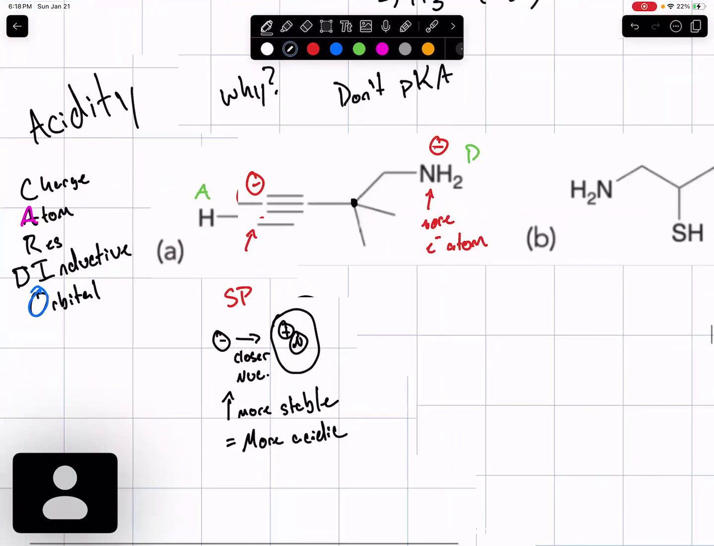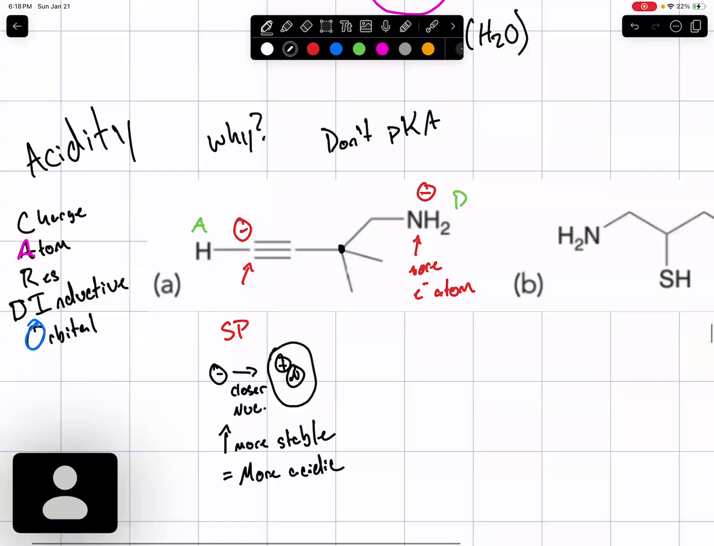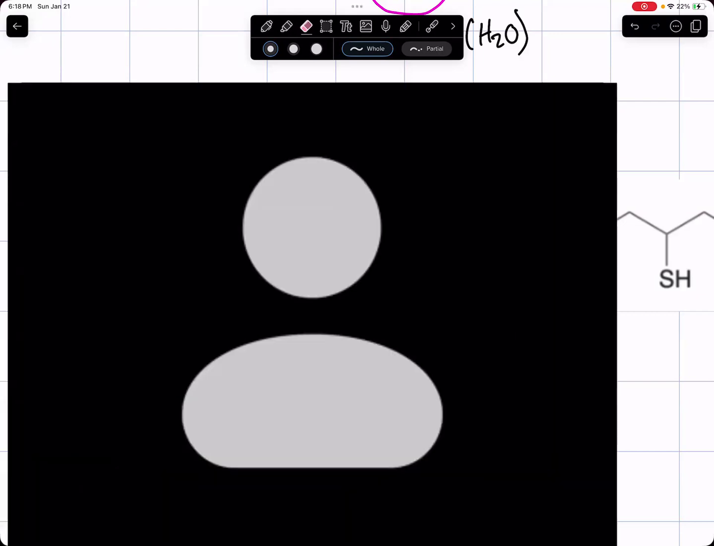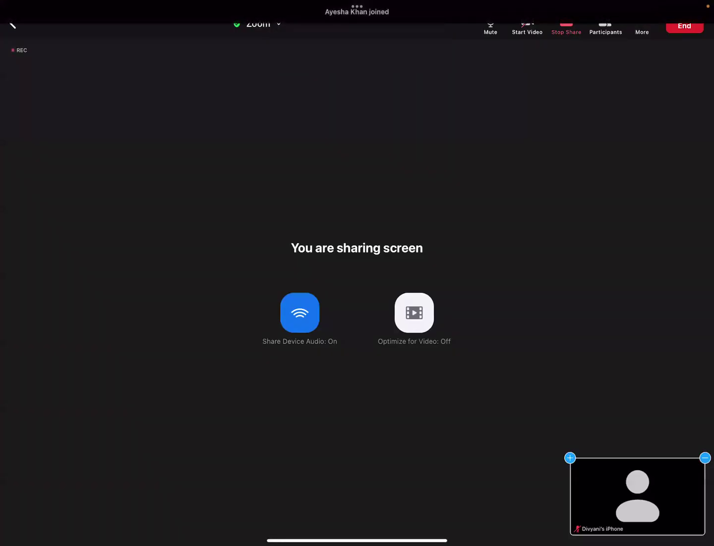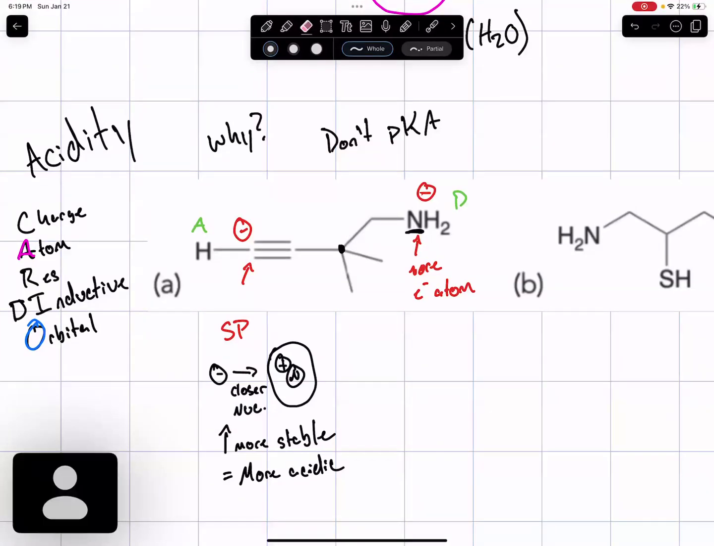So here, all you have to determine is that, yes, even though nitrogen is the more electronegative atom, you see that this carbon is in an sp hybridized orbital. That negative charge is going to be closer to the nucleus. It's going to be the more stable anion. And since it's the more stable anion, it's going to be the more acidic proton. So A is going to be your more acidic proton. Okay.